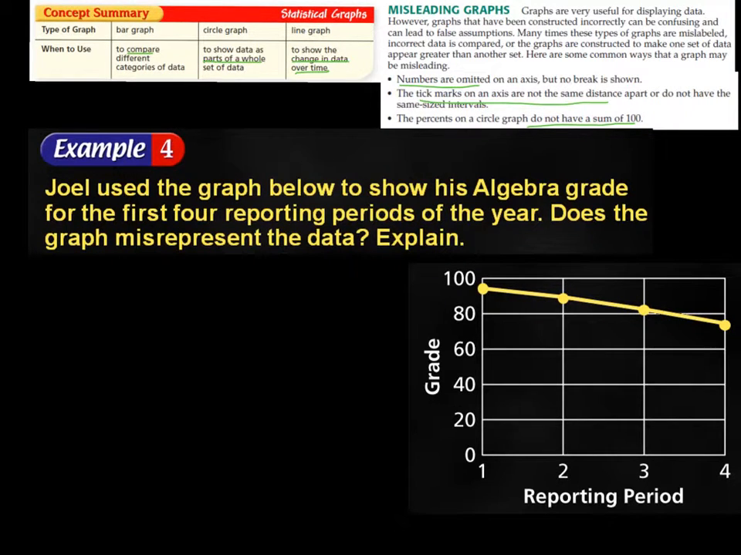So we'll use the graph below to show his algebra grade for the first 4 reporting periods of the year. Does the graph misrepresent the data? Well, we've got a nice equally labeled scale here and here. And he's plotted the points. He started off with maybe, I don't know, 95, maybe 85, 80, 70. Okay, the short answer is yes, because it makes it look like it's not much of a decrease, and it is.